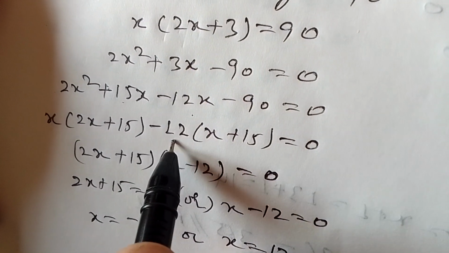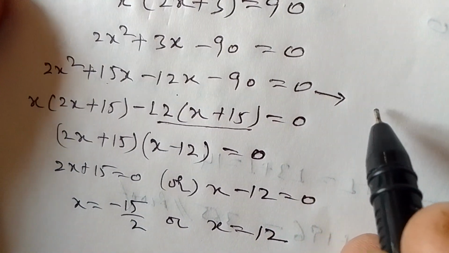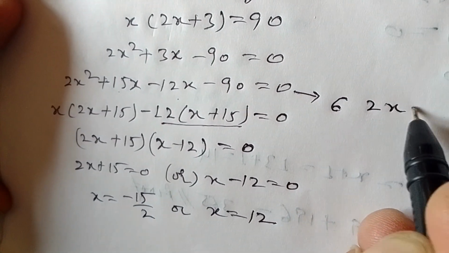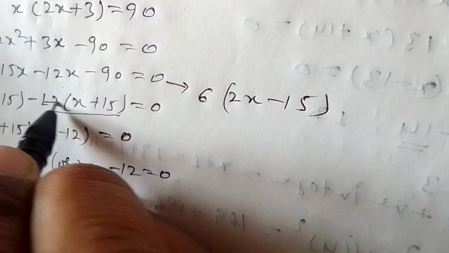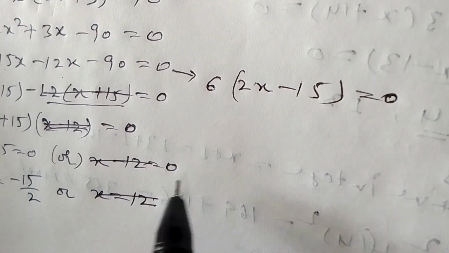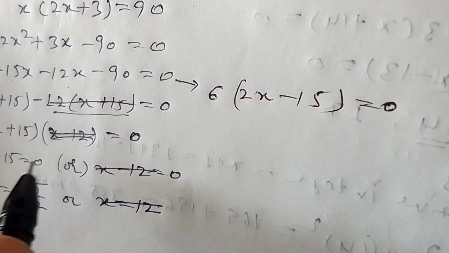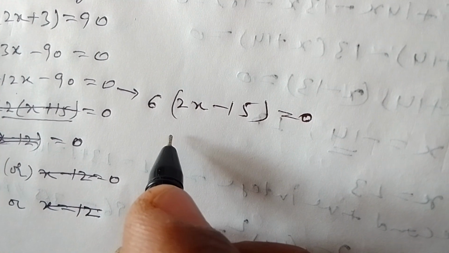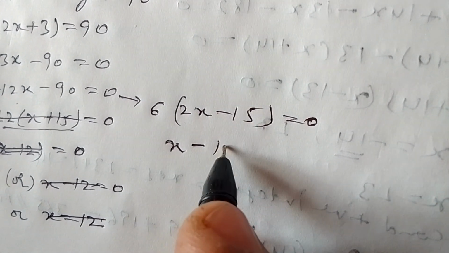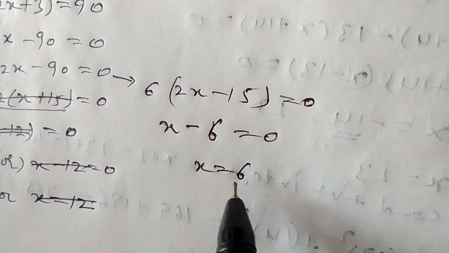Here we wrongly took 12 outside. Instead of taking 12 outside, we have to take 6 outside. So it becomes 2x minus 15, so this is rejected, and it becomes x minus 6 is equal to 0. So x comes out to be 6. So the root comes out to be 6.